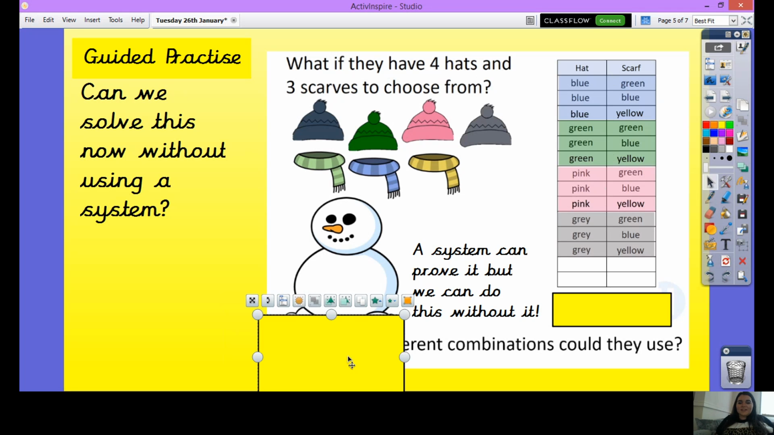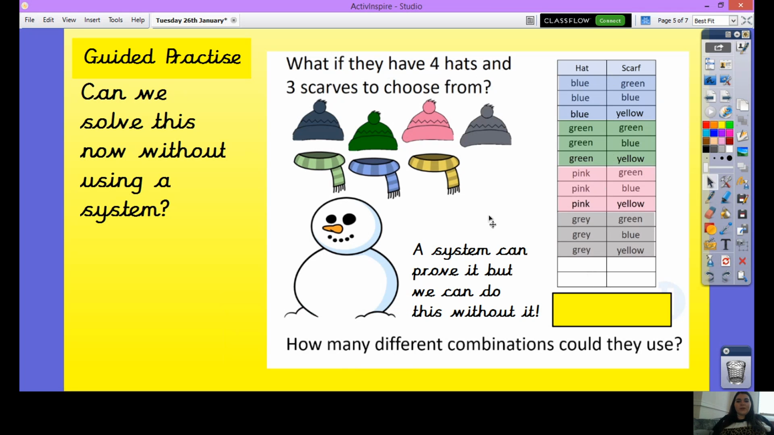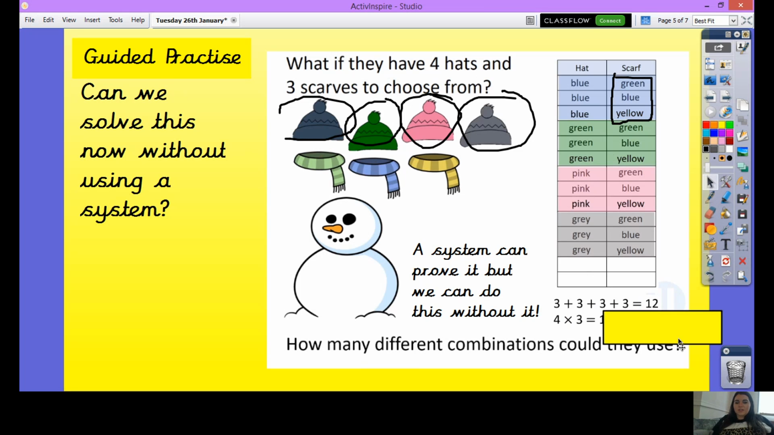Now, this system can prove that to be true, but we could have actually done this without that system, because what I see here are 4 hats. 1, 2, 3, 4. And for each hat, there were 3 different options of scarves. So I can see 3 scarves and 4 hats. So all I would need to do is think for each hat there would be 3 scarves they could choose. So that's 3, add 3, add 3, add 3 for each of the hats. So that's a blue hat that's got 3 scarves, a green hat that could have 3 different scarves, a pink hat that's got those 3 different options, or a grey hat that's got those 3 different options.